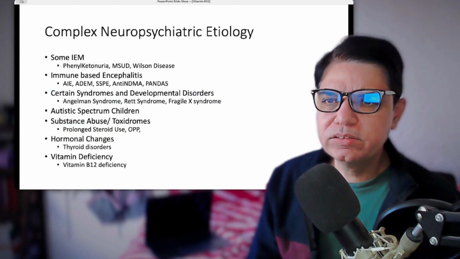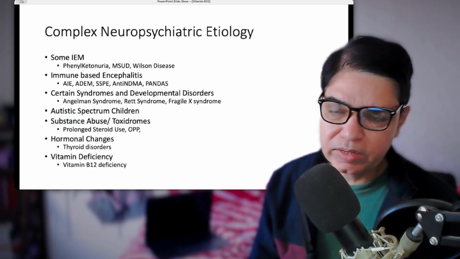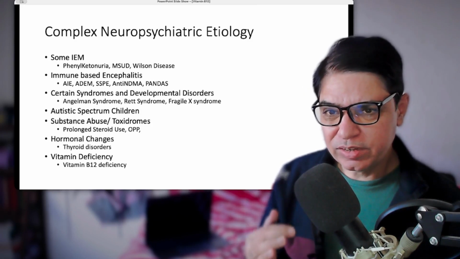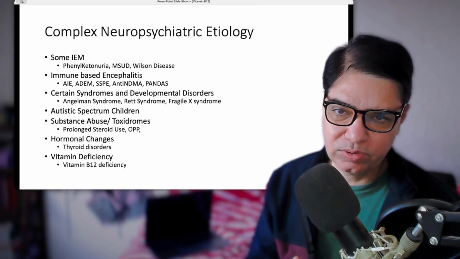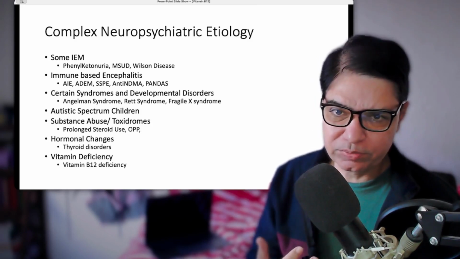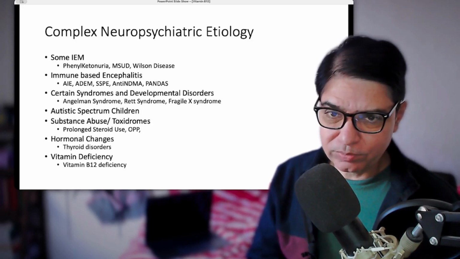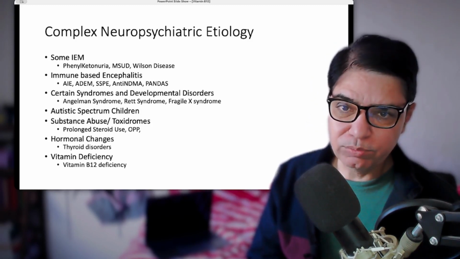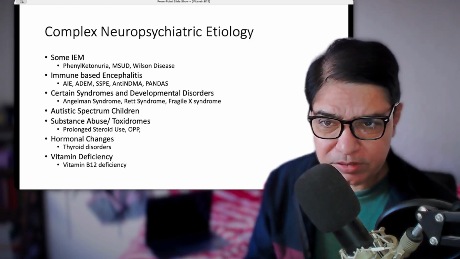Some complex neuropsychiatric etiology. Before we go into it, I will give you a list, and the list is quite a big one, where children can present with neurological symptoms and psychiatric symptoms as well. Just imagine any type of psychiatric symptom, whether it's a problem with the thought process, emotions, social interaction, mood, behavior, or even sometimes academics.